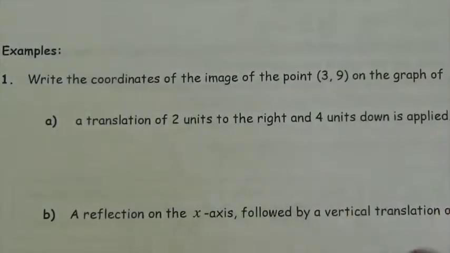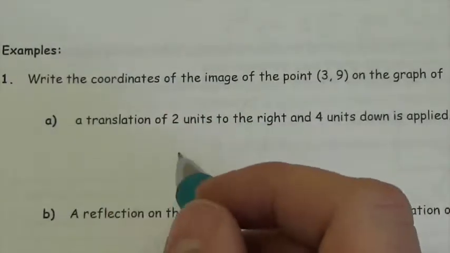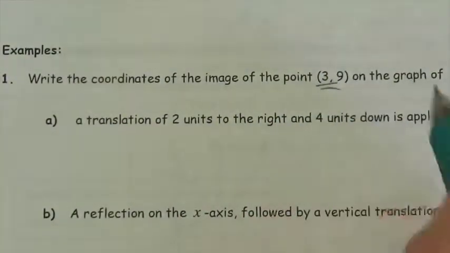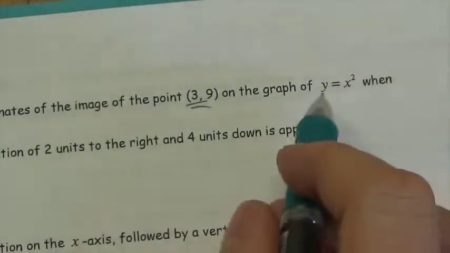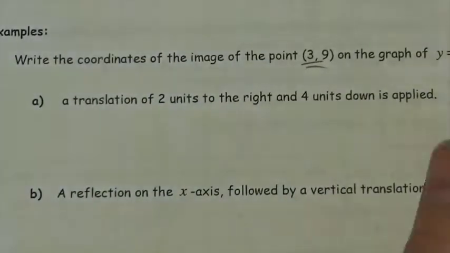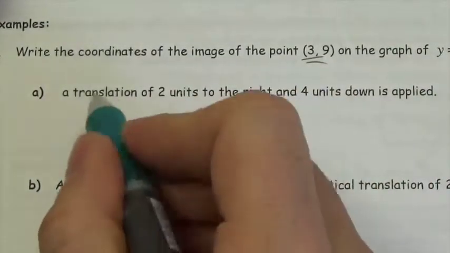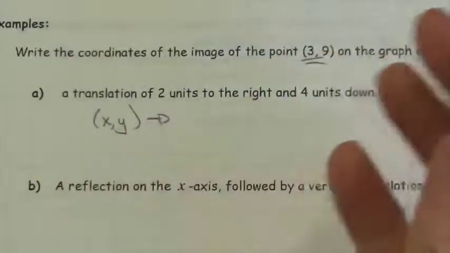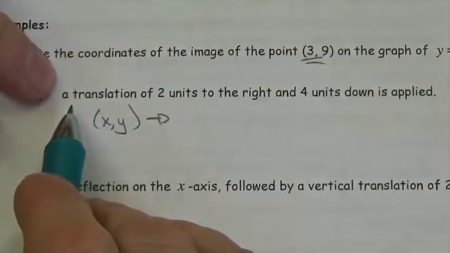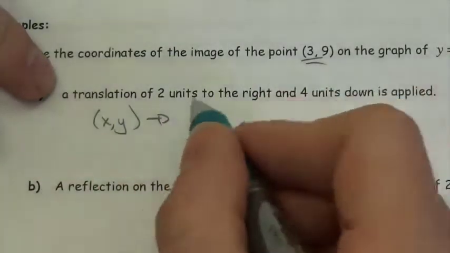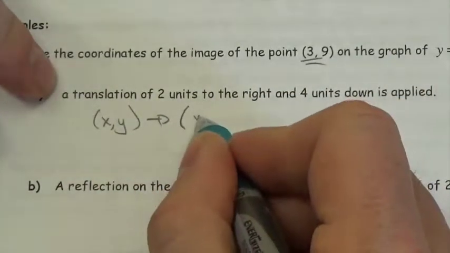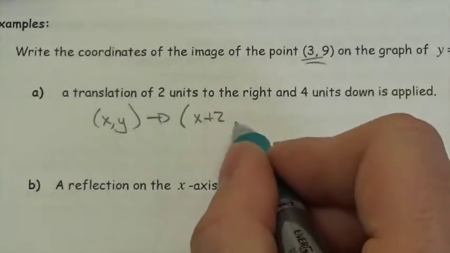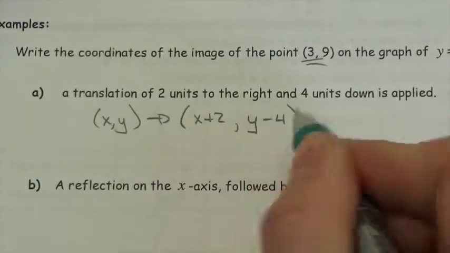Okay, so we're just going to do a handful of questions here just to try a few of these. We're going to write the coordinates of the image of the point 3, 9, and that's on the graph of y equals x squared, given the following transformations. So let's just take a quick look at this. x, y is just a point on the parabola here. Now look at the transformations we're given here. A translation 2 units to the right. 2 units to the right means I'm adding 2 to the x coordinate. And 4 units down, which means I'm subtracting 4 from the y coordinate.